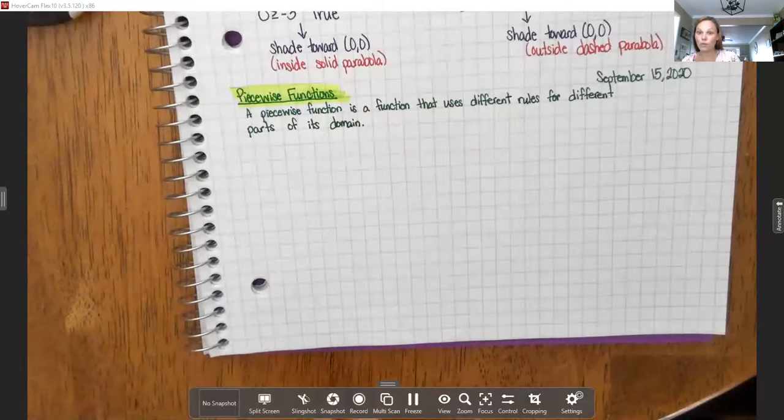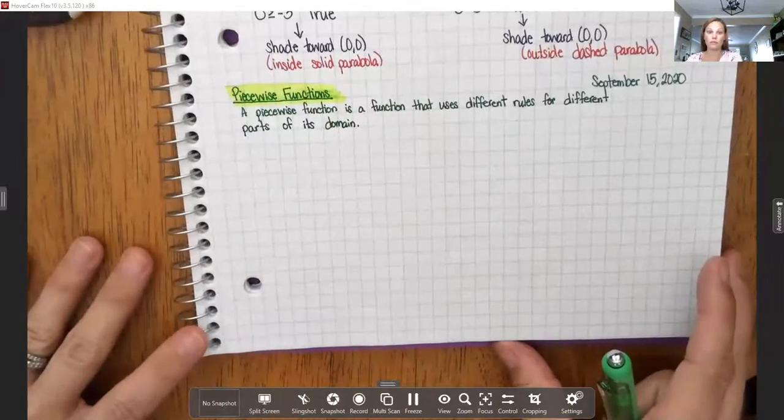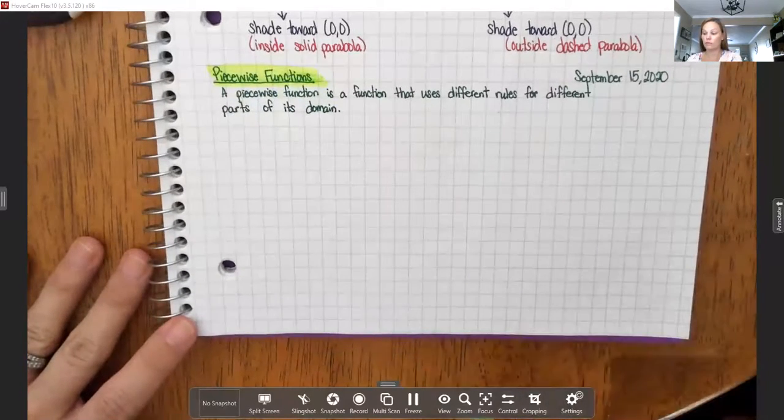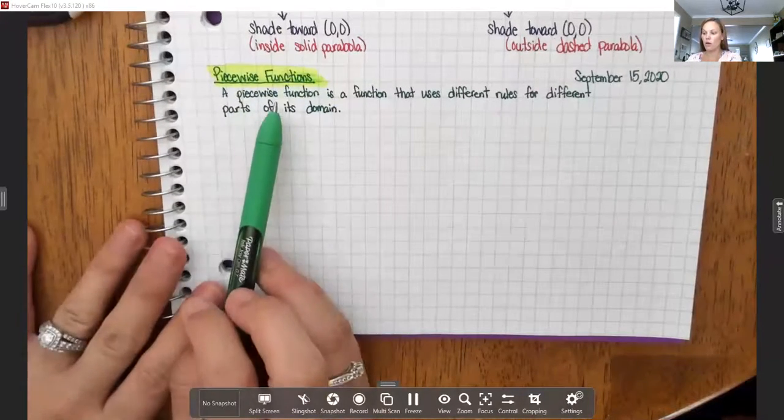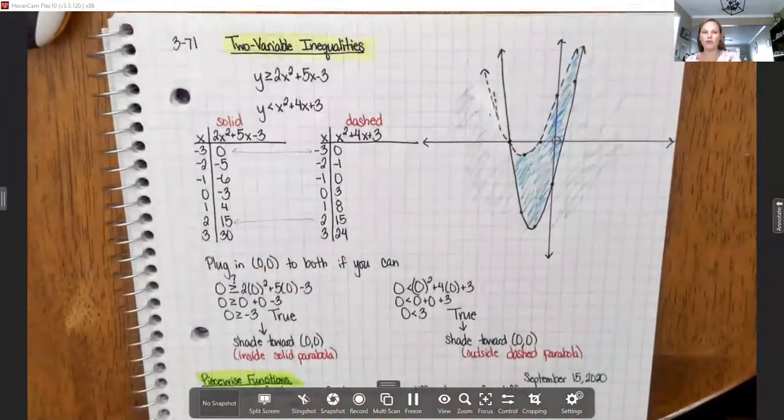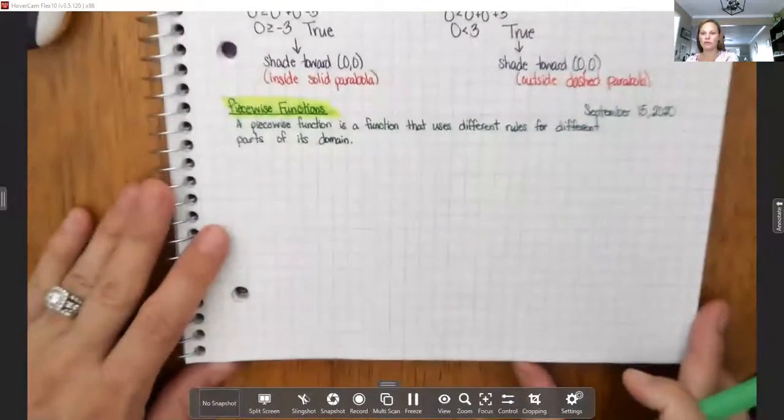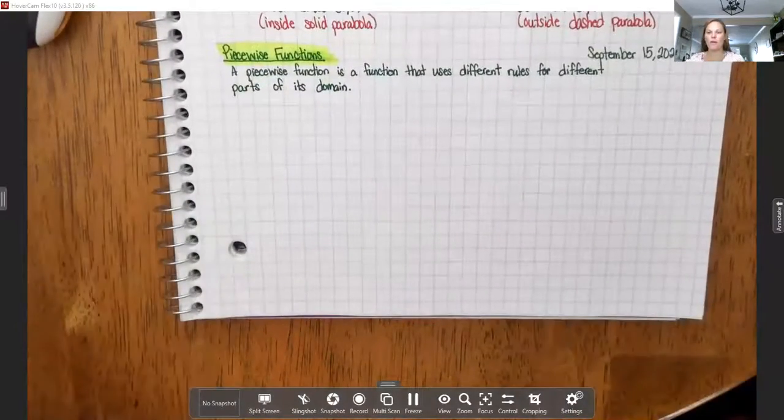Wait, Miss Rice, is the stuff above part of the notes too? Oh no, that's from last time. That was our two variable inequalities. Okay, I just want to make sure. Thank you.